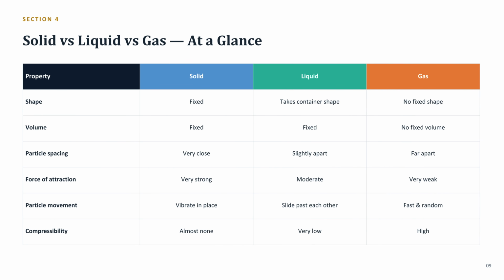Let's put all of this side by side. Shape: fixed in solids, container shaped in liquids, no fixed shape in gases. Volume: fixed in both solids and liquids, but not in gases. Particle spacing goes from very close to slightly apart to far apart. And compressibility: almost none in solids, very low in liquids and high in gases.